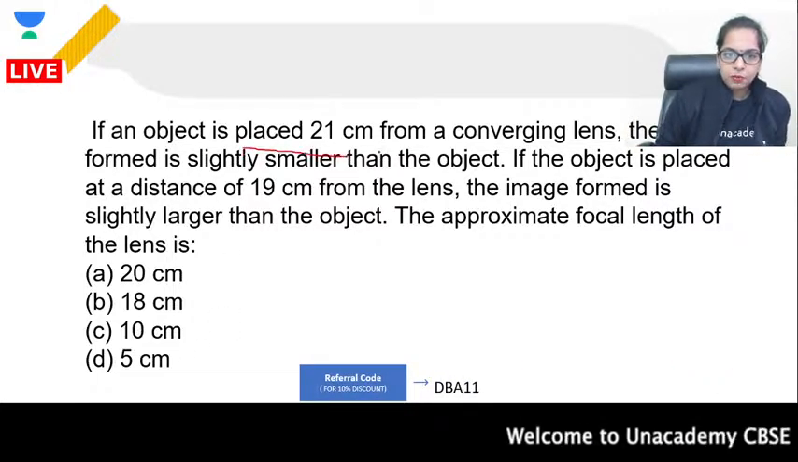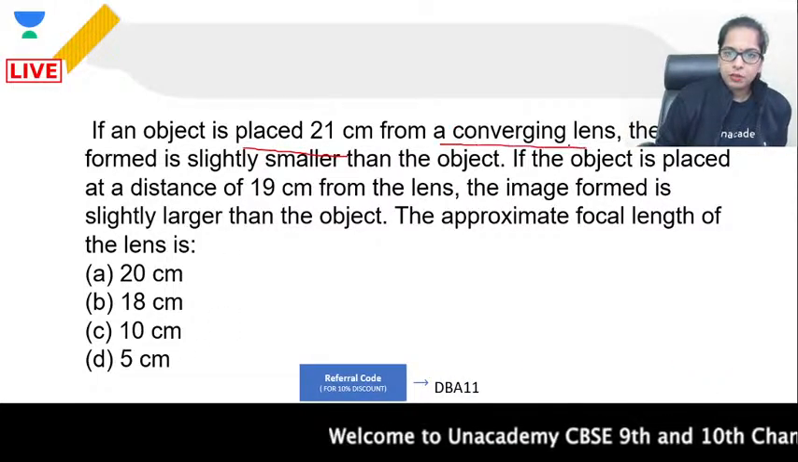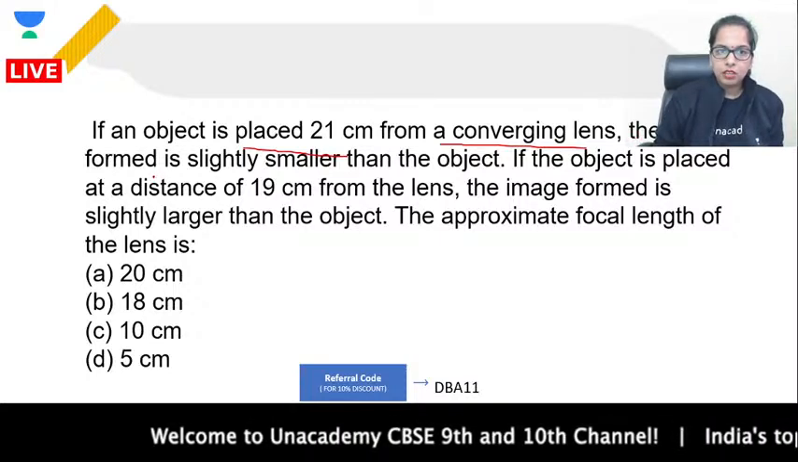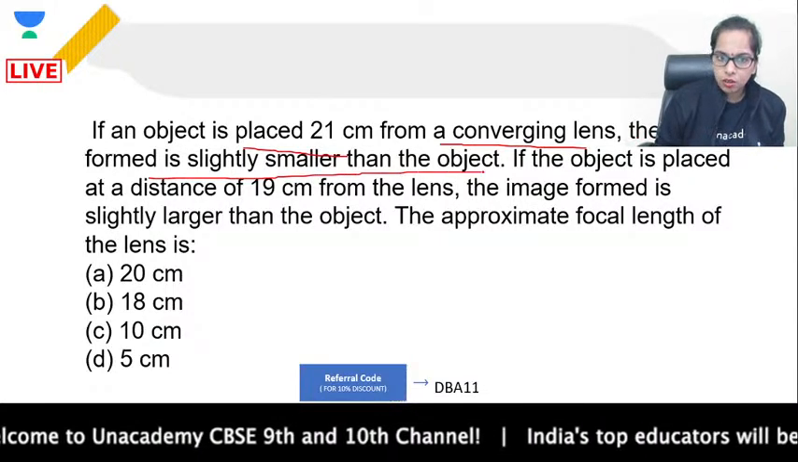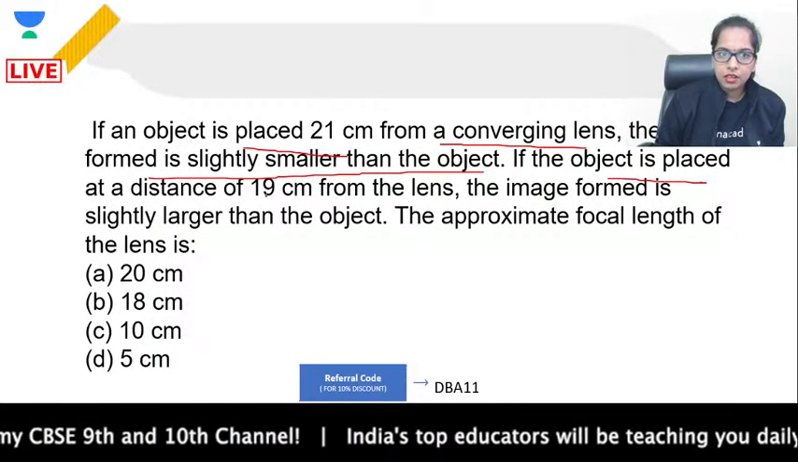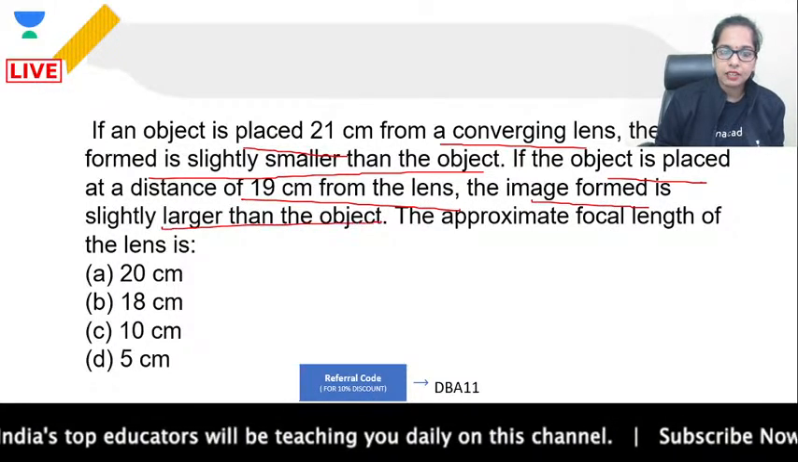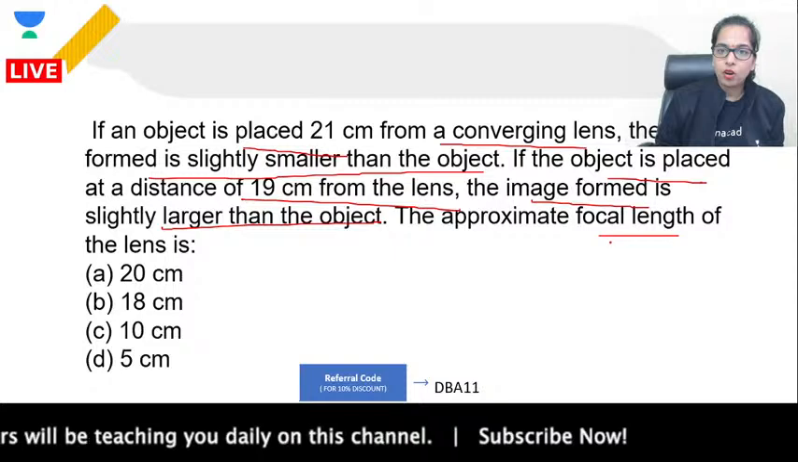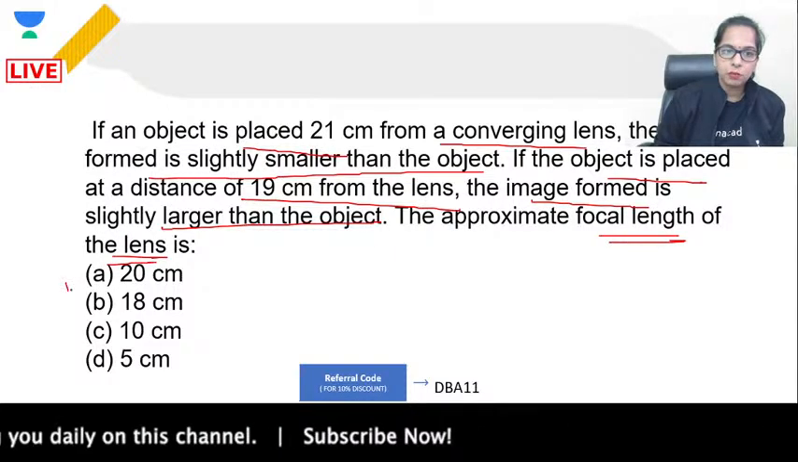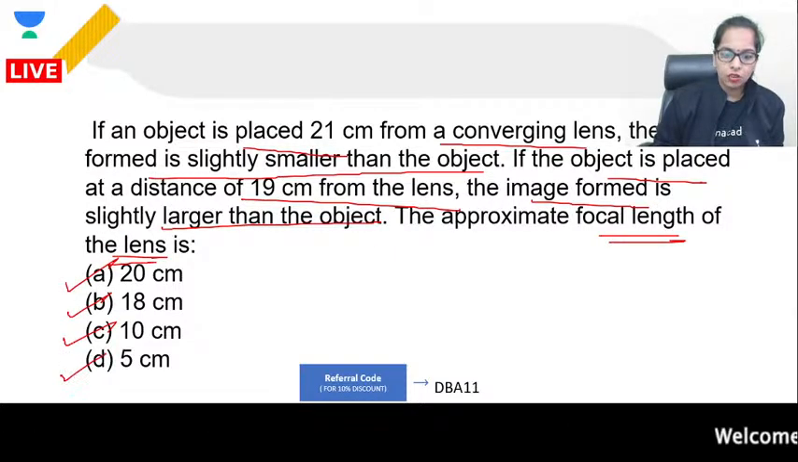If the object is placed 21 centimeters from the converging lens, the image formed is slightly smaller than the object. If the object is placed at a distance of 19 centimeters from the lens, the image formed is slightly larger than the object. The approximate focal length of the lens will be 20, 18, 10 or 5.